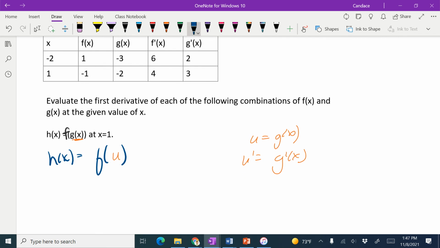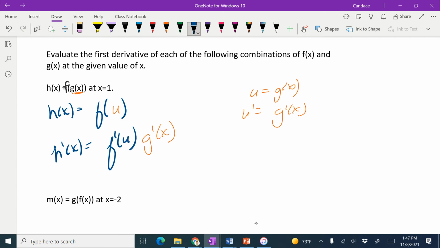I'm going to go ahead and take that derivative. So h prime of x equals f prime of u, and then multiplied by the inside function, which is g prime of x. And then we're going to substitute the u back in. So the u is g of x. And then we're going to go ahead and plug in the value that they asked for.